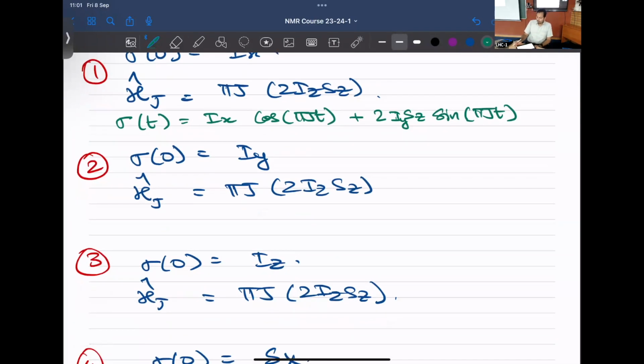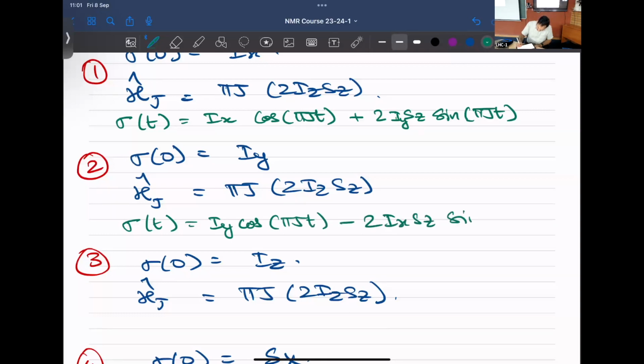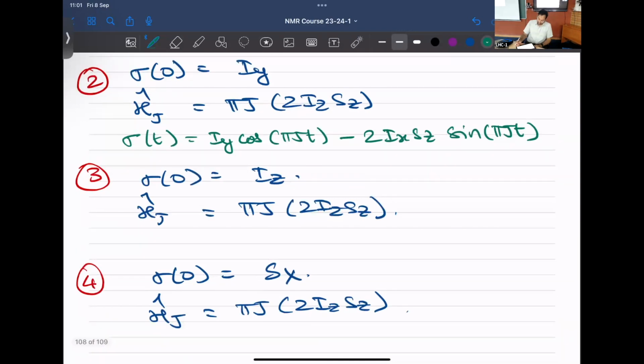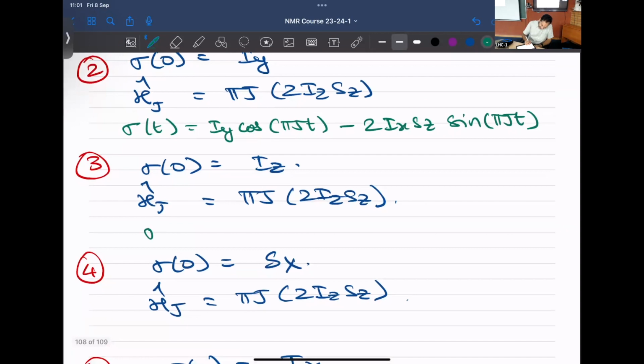Sigma of 0 is Iy and the same Hamiltonian. Iy cos pi J t minus 2Ix Sz sin pi J t. Very good. Excellent. All right, next. Now this is too easy, I'm not going to ask this anymore. In this case, it's still going to remain Iz because we have done this several times now. These two commute, so I'm not going to ask this again.